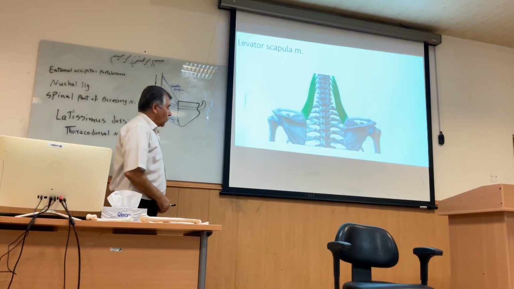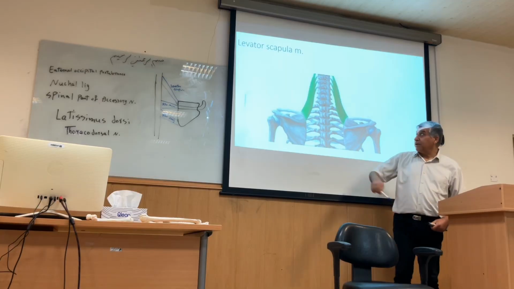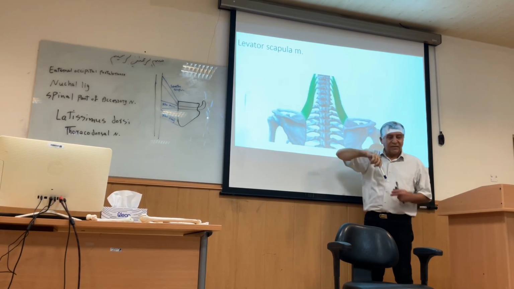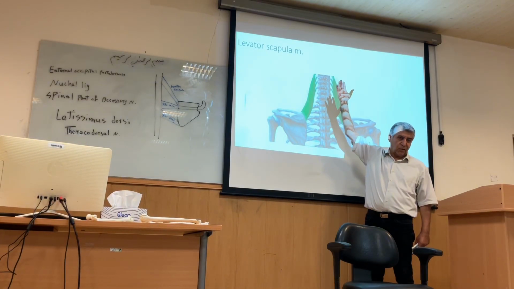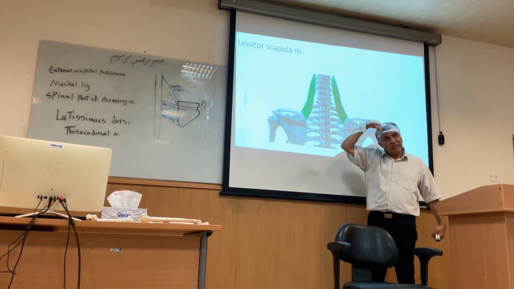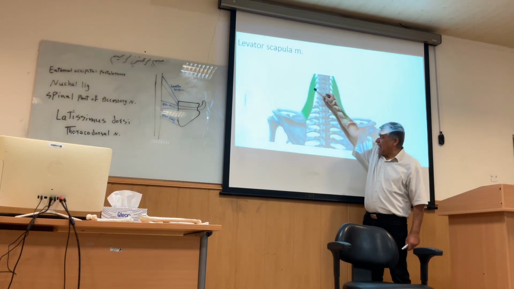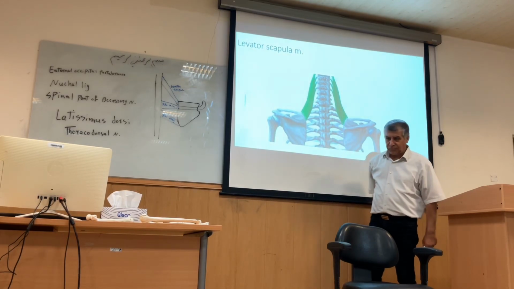Levator scapula, origin from upper cervical vertebra. You don't need exactly which vertebra, or C1 to C4 vertebra. It descends and inserts into the, what is this? Medial border. Superior border of the scapula.